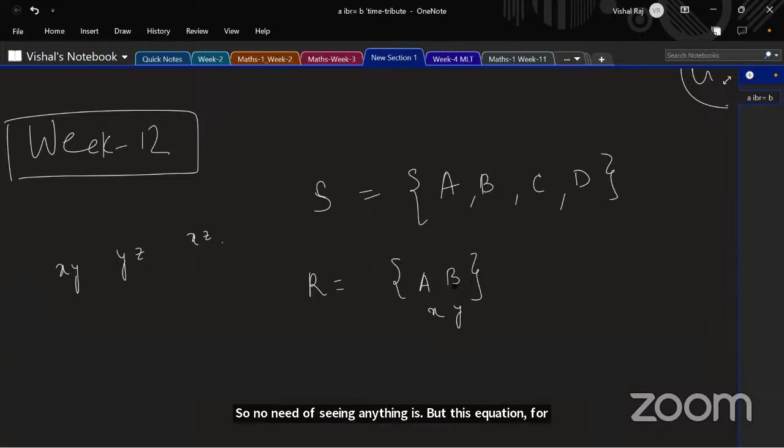Does any element start with B in this relation? Can you find any pair that starts with B? No. Okay, so do you have to check anything else? No. That means if XY itself is not present, you don't have to check for YZ and XZ. It's a transitive relation.